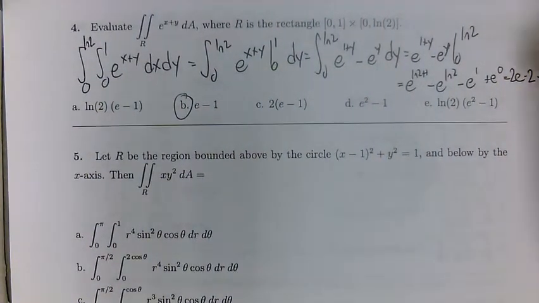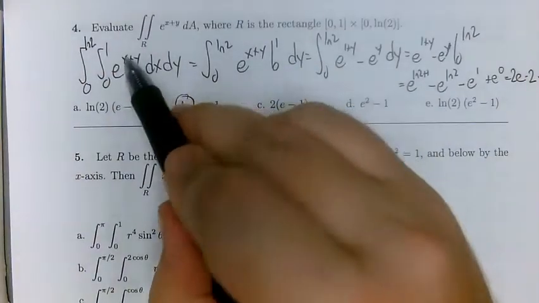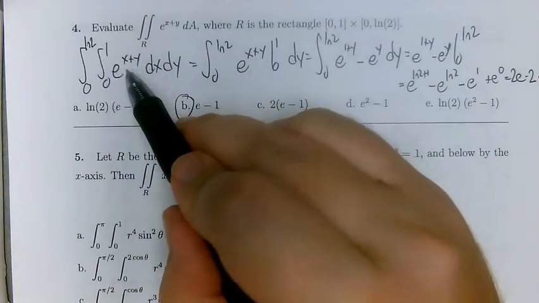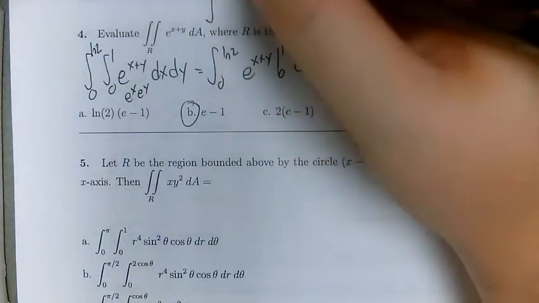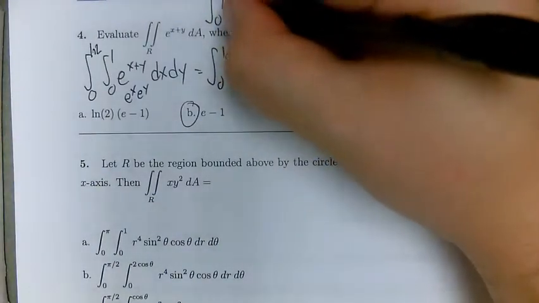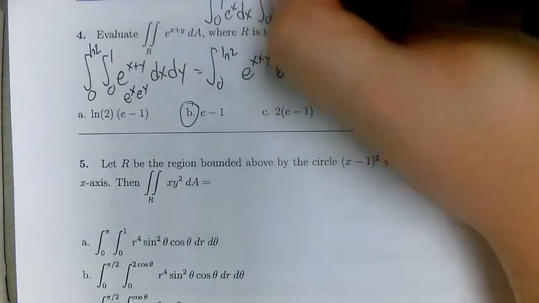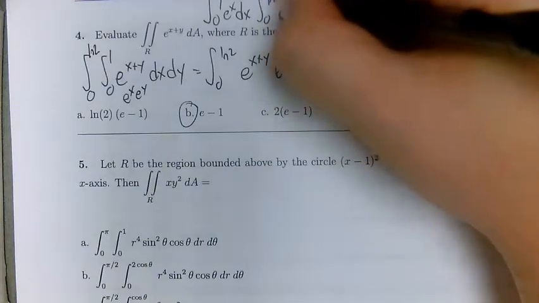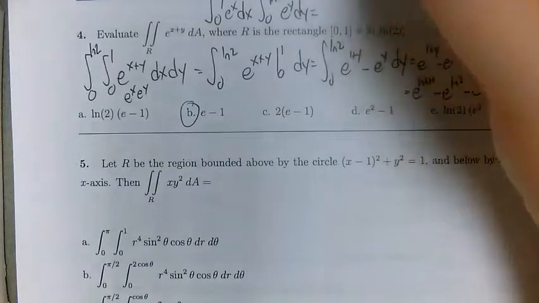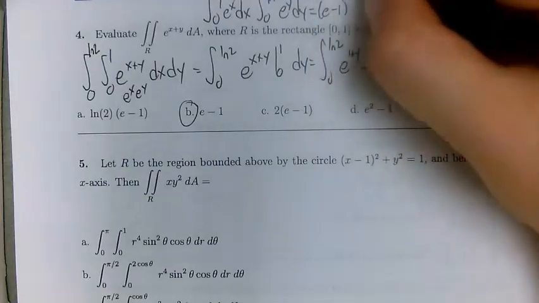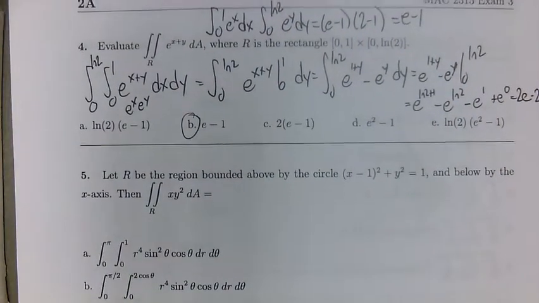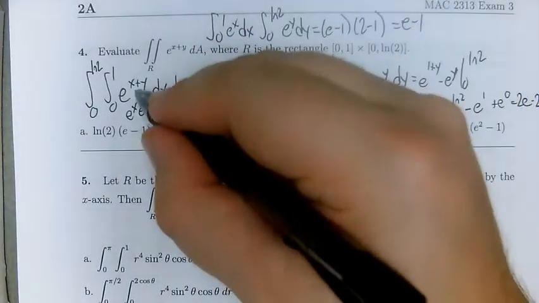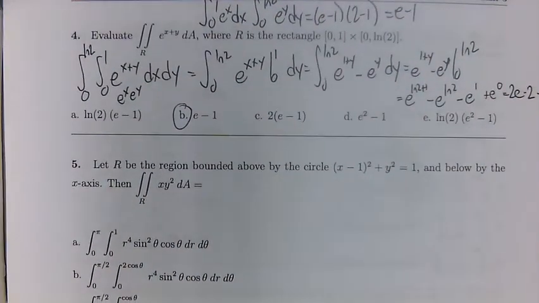Now, as I'm writing this down, I realized that there was a quicker way of doing this. You can actually split up this function over multiplication. This is e to the x times e to the y. So we could have done this as the integral from 0 to 1 of e to the x dx times the integral from 0 to ln of 2 of e to the y dy. And this would have resulted in e minus 1 times 2 minus 1, which would have been e minus 1. So this would have been a quicker way of doing it. I forgot that this could split over multiplication as I was doing this the first time around.